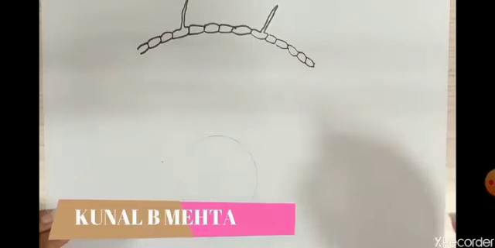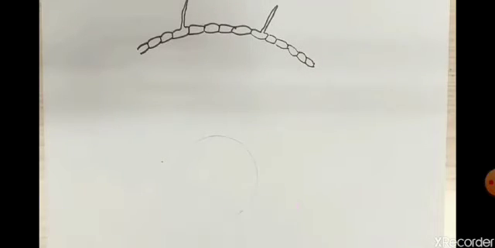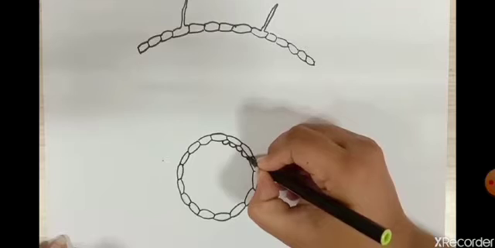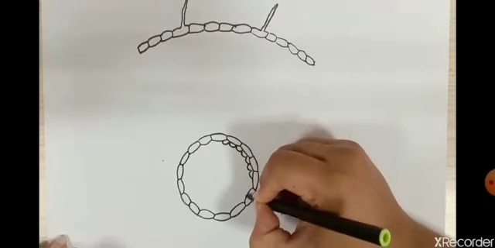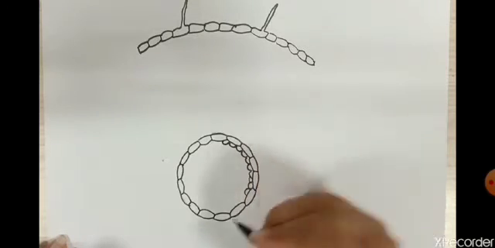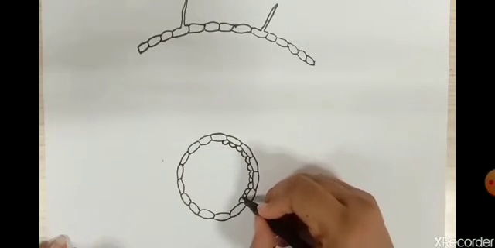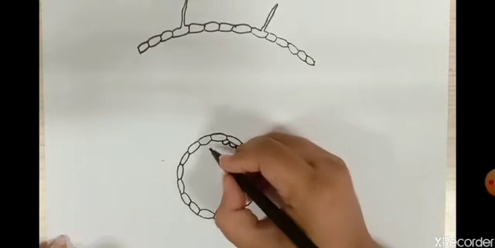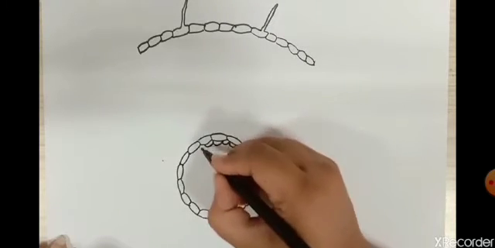This is a dicot root. So our epidermis is ready now. Next we have to draw the inner layer, that is the endodermis. Beneath the endodermis, another layer called pericycle. So the next layer is the pericycle.